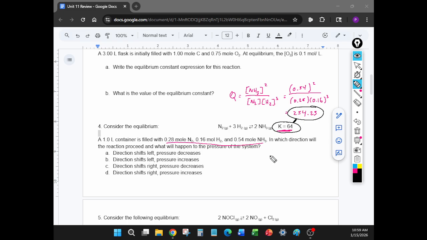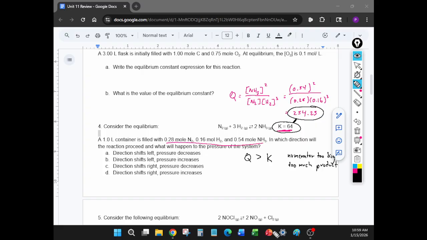So if we take a look at it, Q is obviously greater than K, right? So we got to figure out, what does that mean? Does that mean we have too much product, or do we have too much reactant? So if we take a look at K is the ratio at equilibrium, right? If Q is bigger, does that mean our numerator is too big or the denominator is too big? It means the numerator is too big. If Q is greater than K, that means the numerator is too big. And we know that products go on the numerator, and so that means that we have too much product.